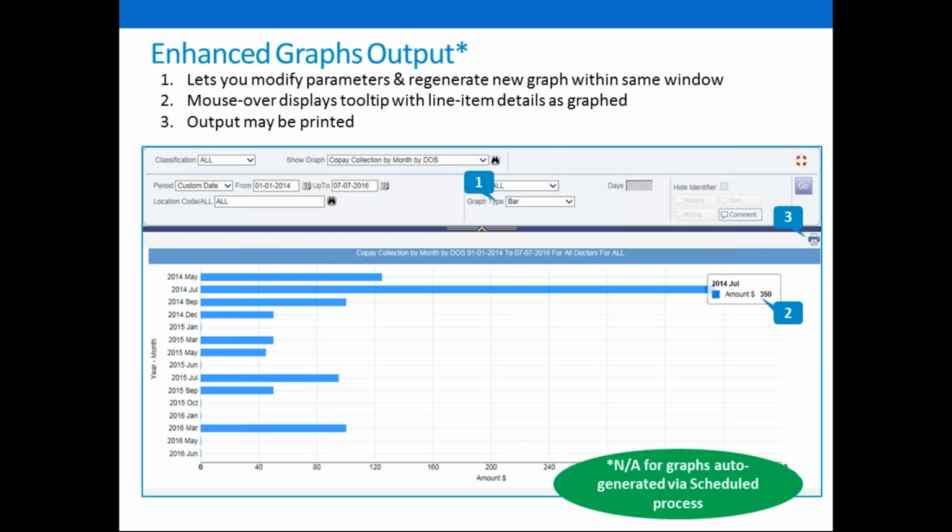You can modify the graph type. If it originally comes as you see here in a bar graph, but you want to see the same data in a pie chart, you can change the graph type. And then it regenerates in real time.